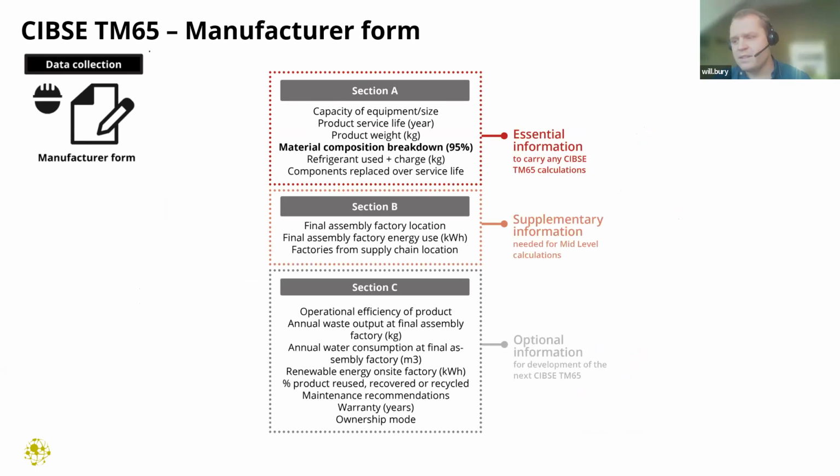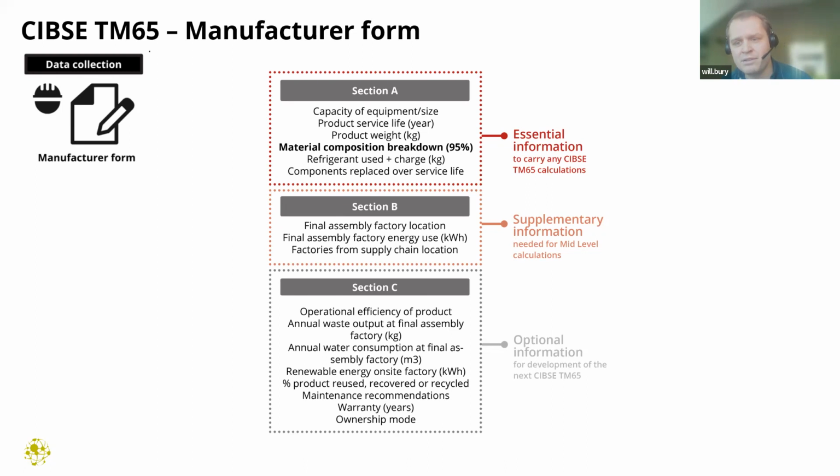So as I mentioned, these are the three sections of the manufacturer form. A is the compulsory section. When we talk about the material breakdown, we're talking about getting 95% of the material breakdown. The other 5% is for if you can't get 100% and you only have 95% of the material. So if you say that it's 80% steel and 15% plastic, then the other 5% is assumed to be steel, because that's the most common material with a reasonable global warming potential in MEP. If you can provide a bit more information, that's section B, like the energy use in the factory, and then we get a better estimation of what the embodied carbon would be.